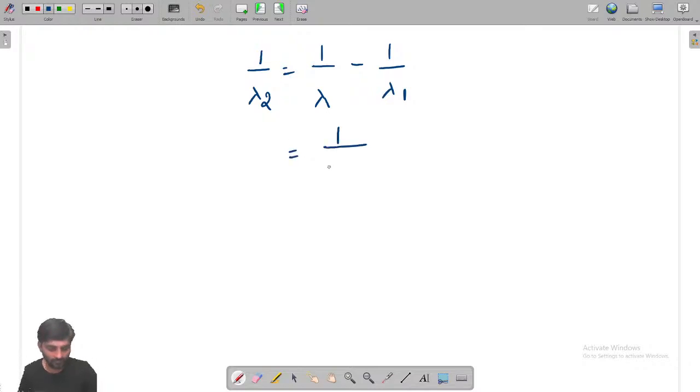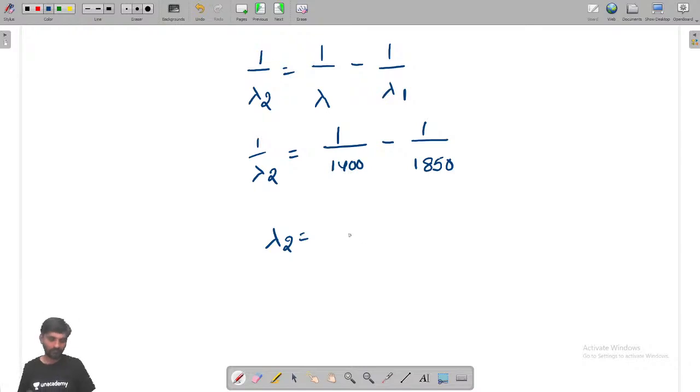What is the lambda value? I think lambda is going to be 1400, minus lambda 1 is going to be 1850. So all of them are in lambda Angstroms only. So 1 by lambda 2. Can somebody calculate what is going to be lambda 2?